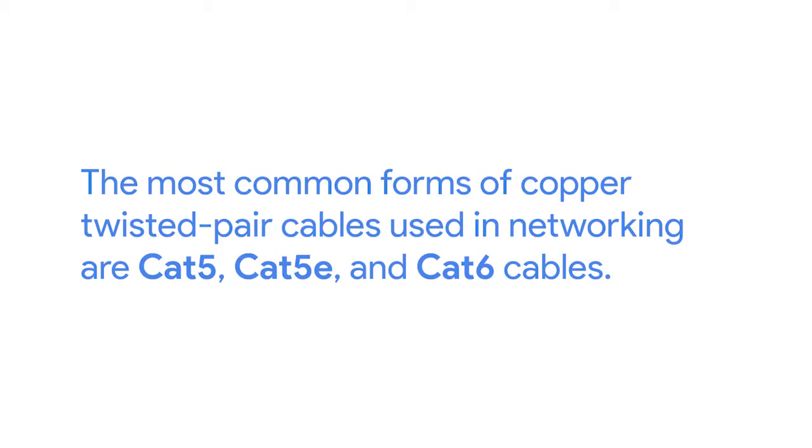The most common forms of copper twisted pair cables used in networking are Cat5, Cat5e, and Cat6 cables. These are all shorthand ways of saying Category 5 or Category 6 cables. These categories have different physical characteristics, like the number of twists in the pair of copper wires that result in different usable lengths and transfer rates. Cat5 is older and has been mostly replaced by Cat5e and Cat6 cables.